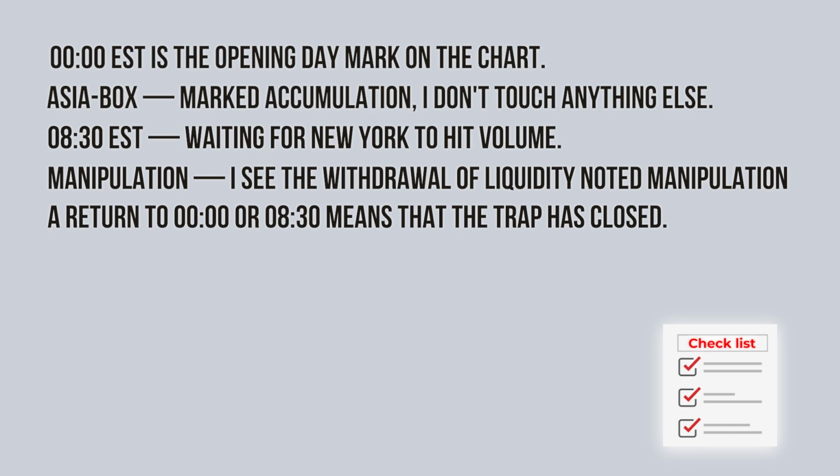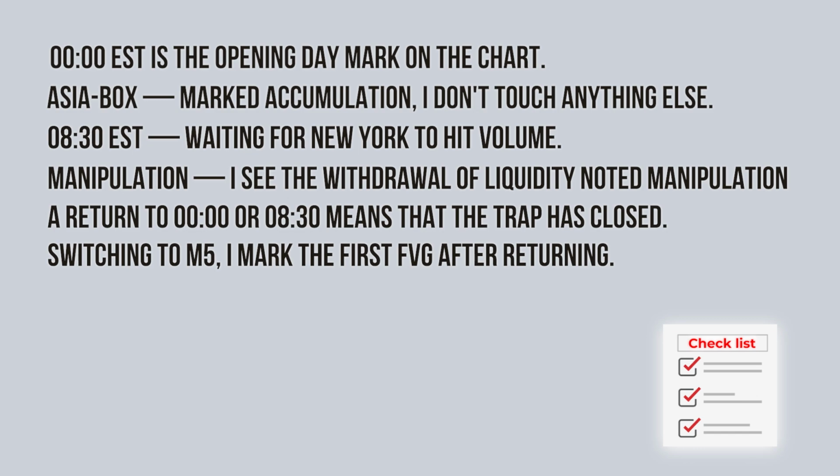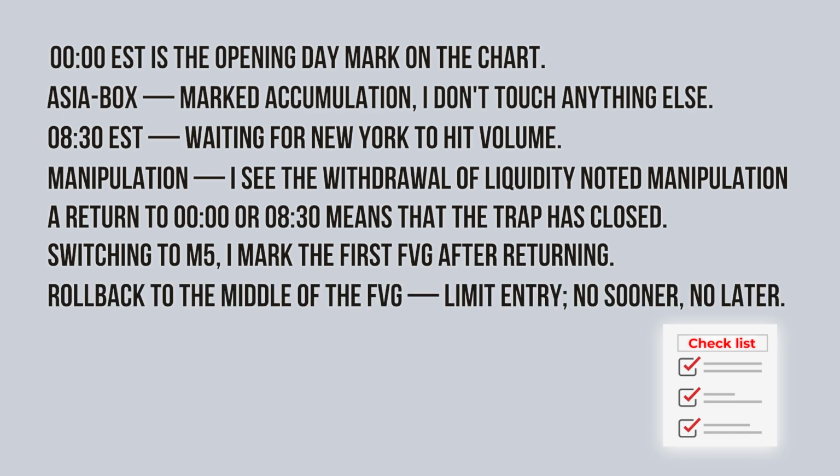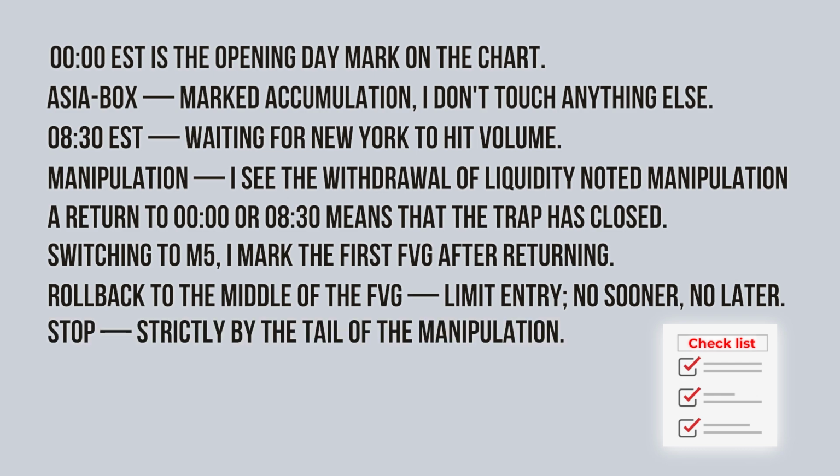Return to 0 o'clock or 8:30. Filter, trap closed. Switch to M5, mark the first FVG after the return. Pull back to the middle of FVG. Limit entry, not earlier, not later. Stop strictly behind the tail of manipulation. Take minimum 1 to 3.